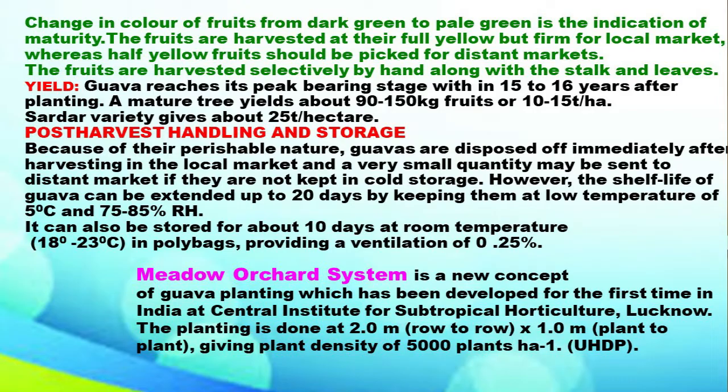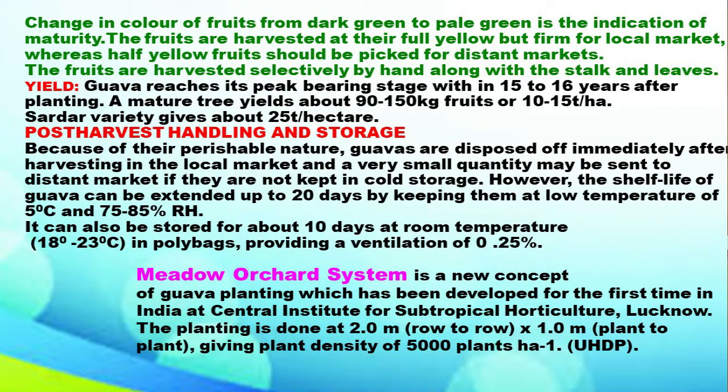Now, post-harvest handling and storage. Because of their perishable nature, guavas are disposed of immediately after harvesting. The type of fruit of guava is berry. They are sold in the local market, and a very small quantity may be sent to distant markets if they are not kept in cold storage.